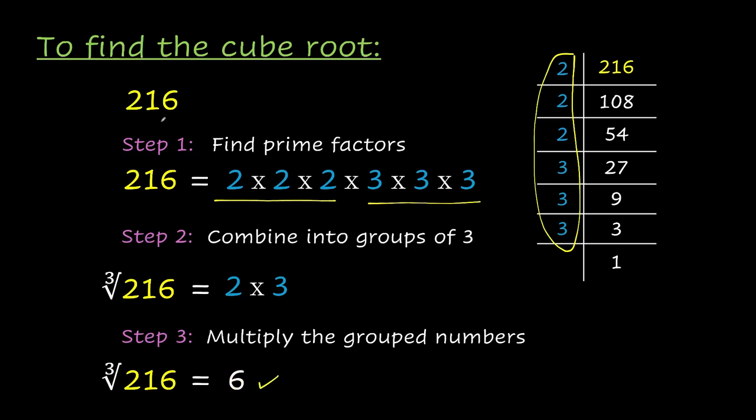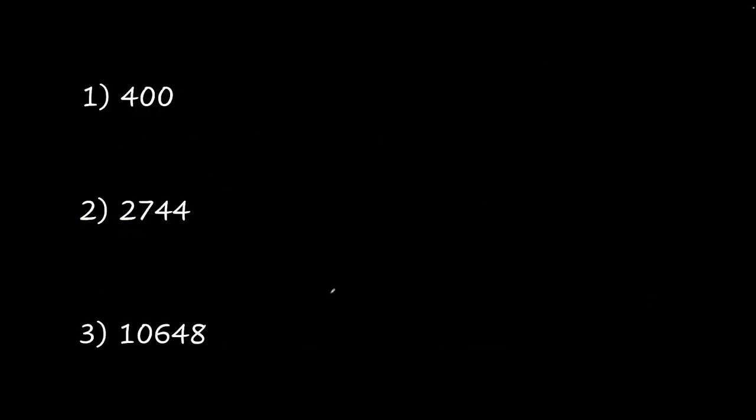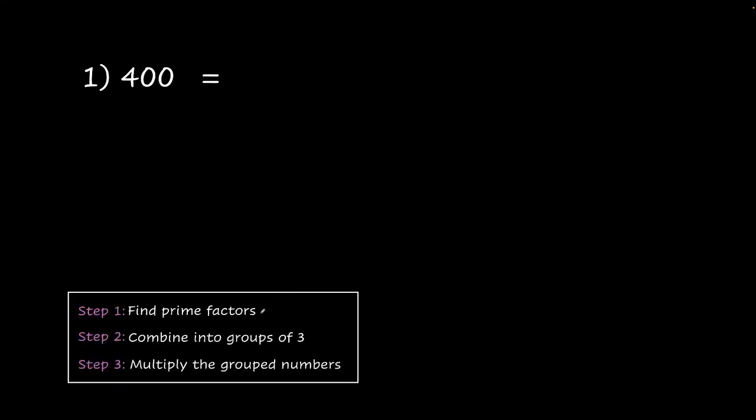So that's the way to find the cube root of any number, if it is applicable, because sometimes you may not be able to find the groups of 3, and that means that number does not have an integer cube root. Let's take some examples. Let's try and find the cube root of these numbers. We'll start with 400. Before that, let's recall the 3 steps. The first step is to find the prime factors, then combine them into groups of 3, and then multiply the group numbers. So let's start with finding the prime factors.